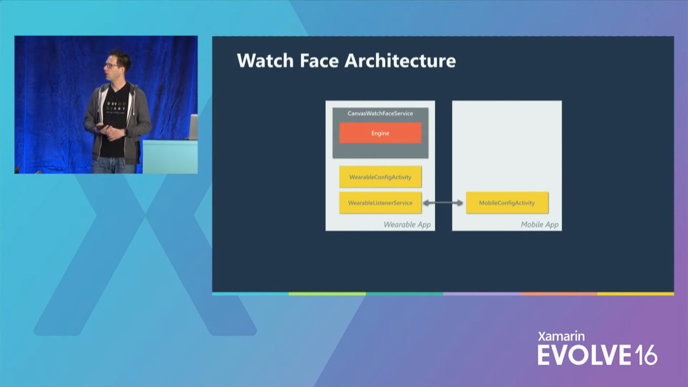The boxes in yellow are mainly responsible for configuring your watch face and transporting data back and forth between the wearable application and the mobile application. So as you can see, we've got a mobile config activity on the mobile application, and it's connected with the wearable application via a wearable listener service, which is running in the wearable. So they are using the data service API that's available on Android Wear to exchange data from your phone to your watch and vice versa. And also on the wearable application, you've got a configuration activity if you want to configure your watch face from within your watch.